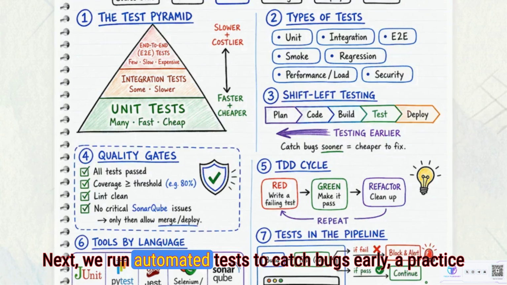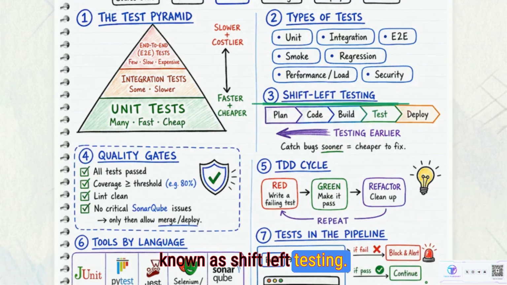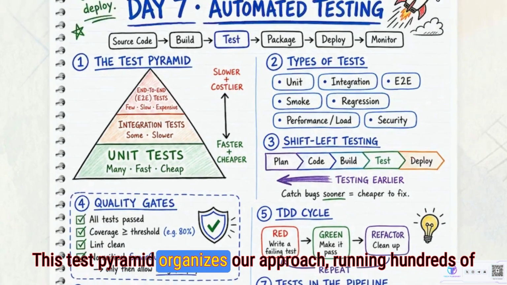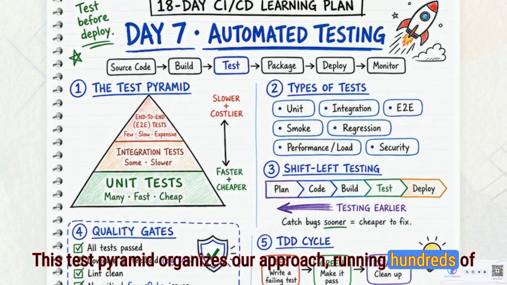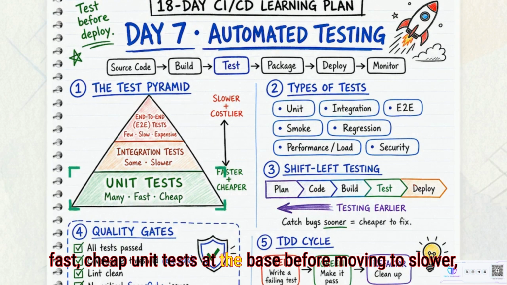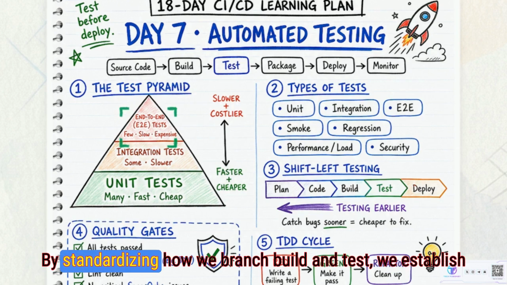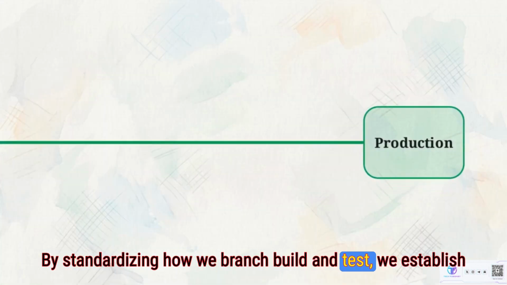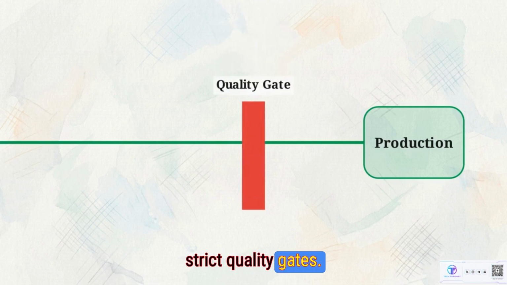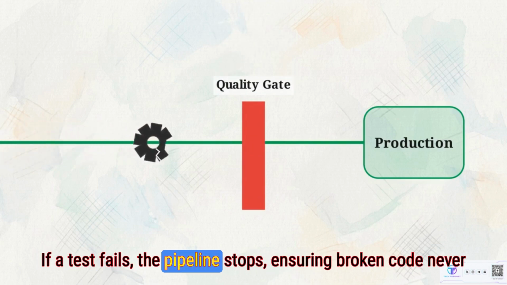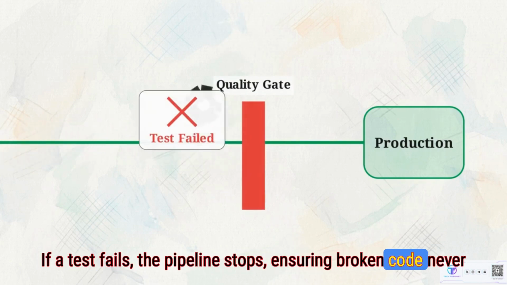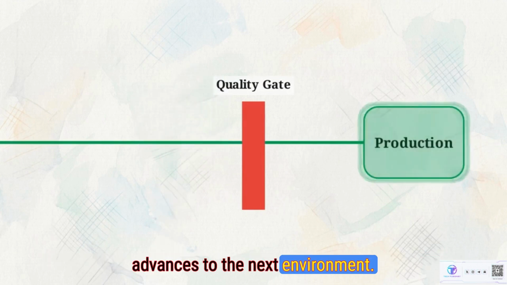Next, we run automated tests to catch bugs early, a practice known as shift-left testing. This test pyramid organizes our approach, running hundreds of fast, cheap unit tests at the base before moving to slower, comprehensive end-to-end tests at the top. By standardizing how we branch, build, and test, we establish strict quality gates. If a test fails, the pipeline stops, ensuring broken code never advances to the next environment.